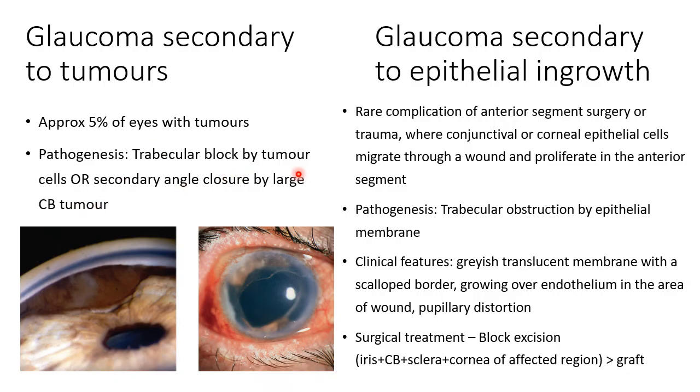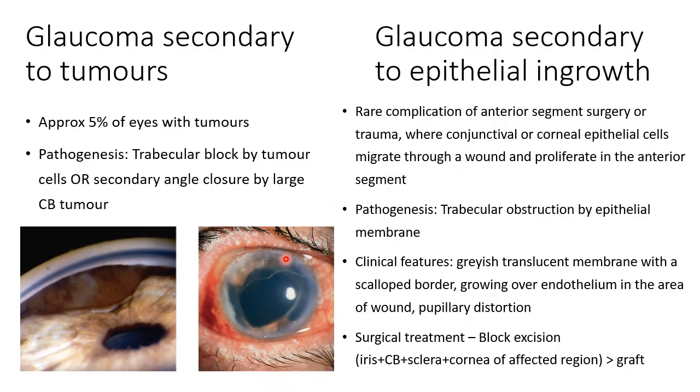The pathogenesis is trabecular block by tumor cells or secondary angle closure by a large tumor. You see, this is secondary angle closure, it has invaded the angle. So that's one. Then there is glaucoma secondary to epithelial ingrowth. What is this? This is a rare complication of anterior segment surgery or trauma where conjunctival or corneal epithelial cells migrate through a wound and proliferate in the anterior segment.